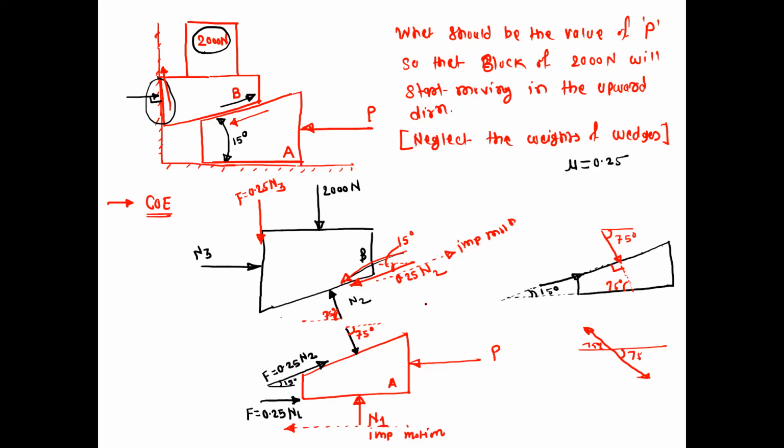Okay, so now the next part is we have to use the conditions of equilibrium for the wedge A and the wedge B, and then we can find the value of P. Which FBD do we need to consider first so that we can find the force P, whether it is B or A?